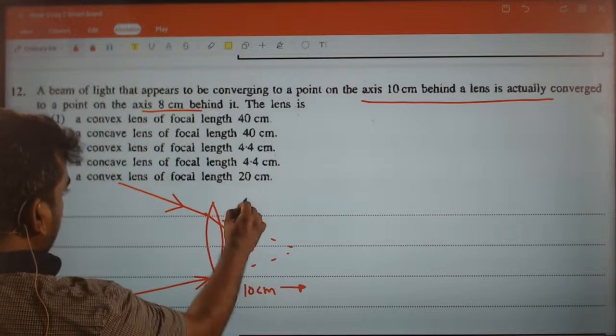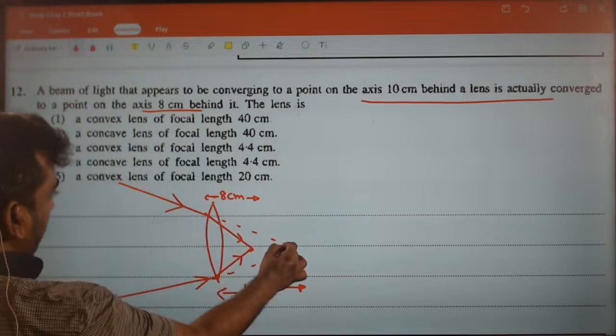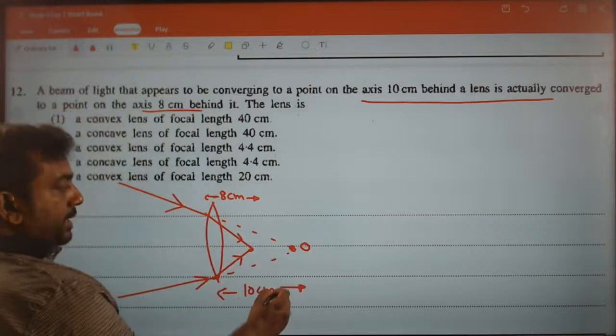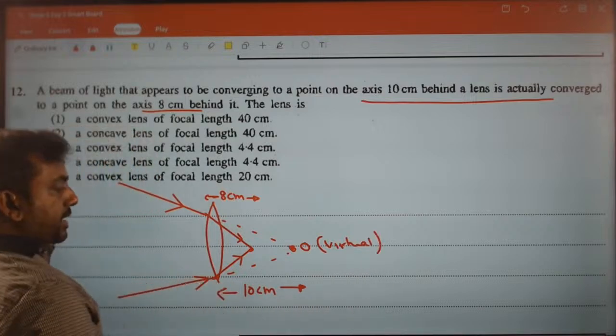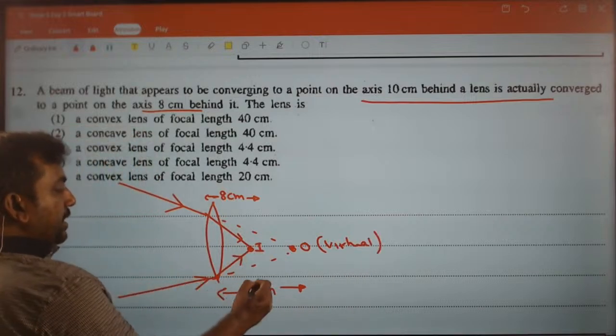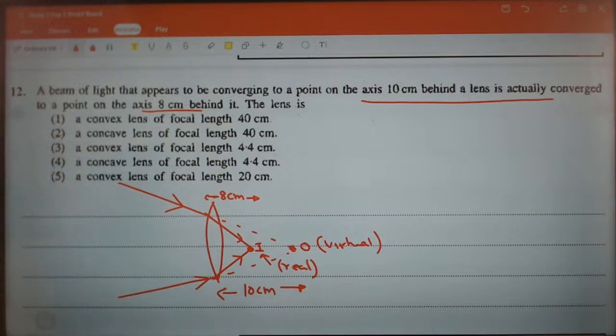So the incident rays seem to meet at this point, this is your object. What object? A virtual object. This is your image. What image? A real image. Virtual objects will give real images.